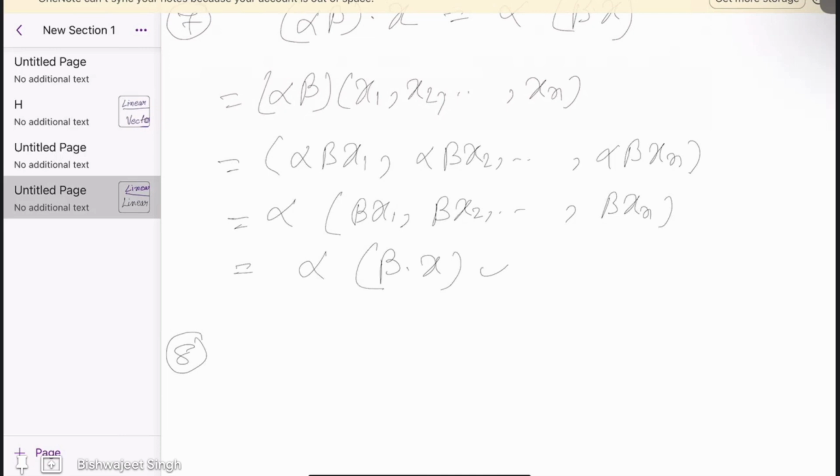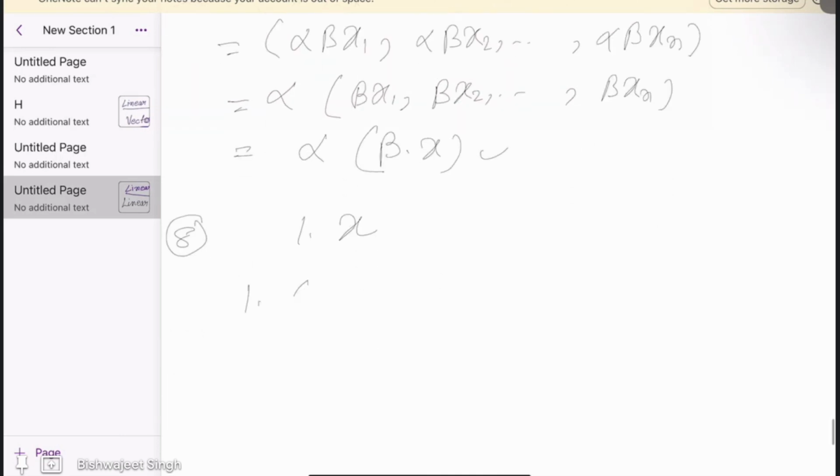And now the eighth and last property is 1 dot x. So this is again very trivial, as x1, x2 to xn. So this will be 1 dot x1, 1 dot x2 up to 1 dot xn, which is equal to my x itself. Okay.